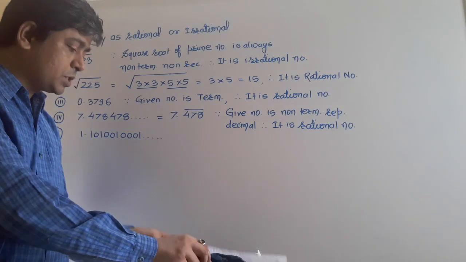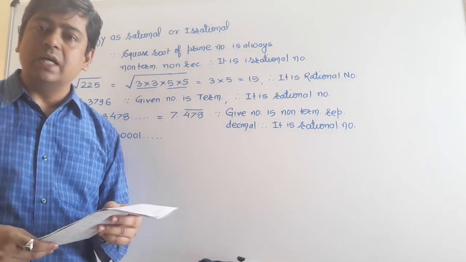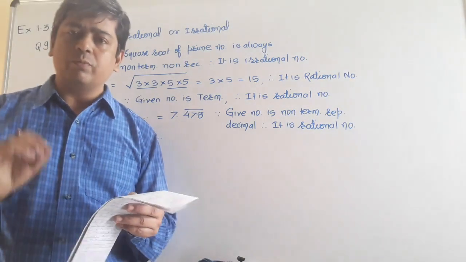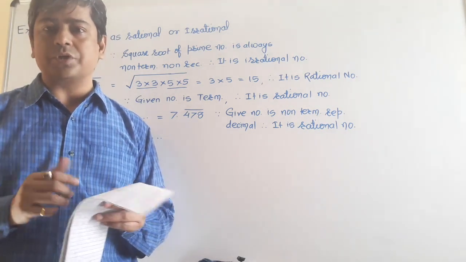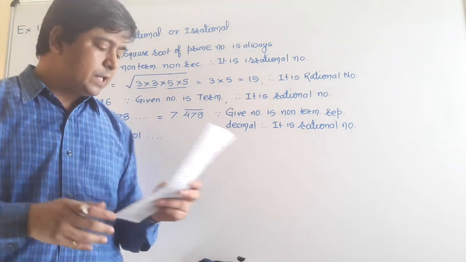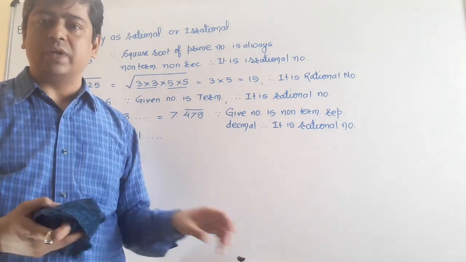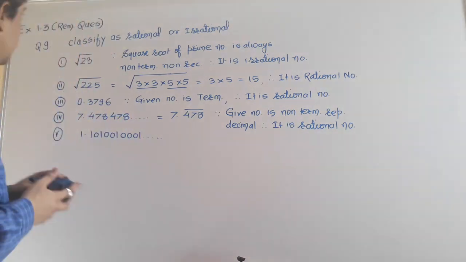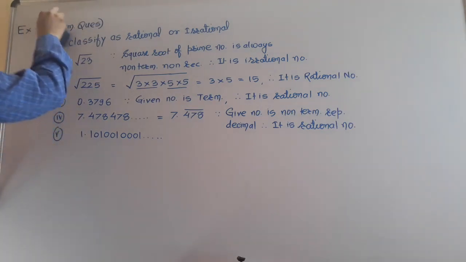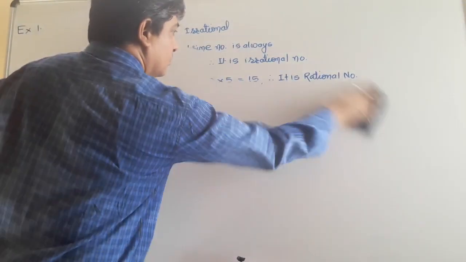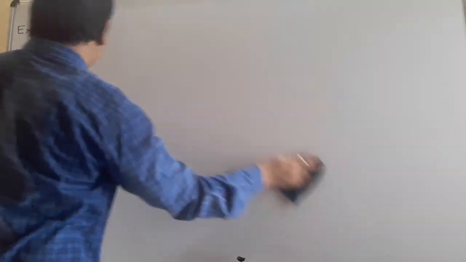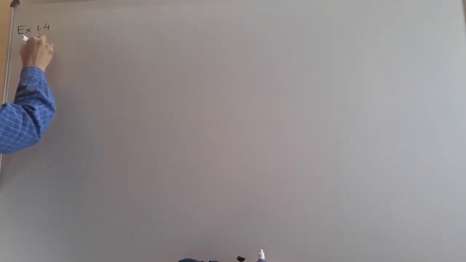I think only 9 questions are given. Now we shall start exercise 1.4. Exercise 1.4 contains only 2 questions. So one question I will explain to you and one question you can try on your own. Okay, so let us see the first question of exercise 1.4. We are taking question number 1.